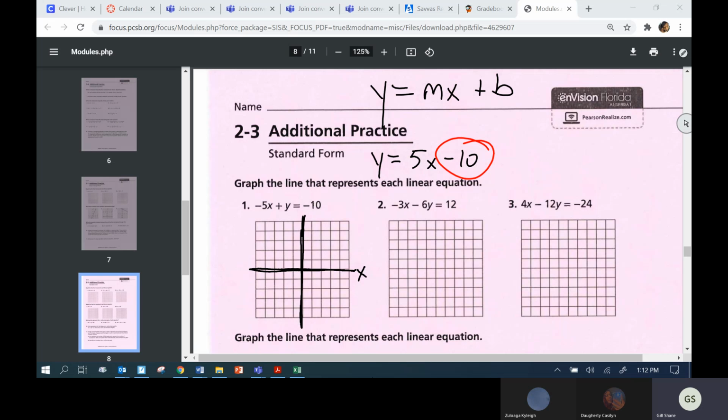We say, okay, we're going to ignore one term.